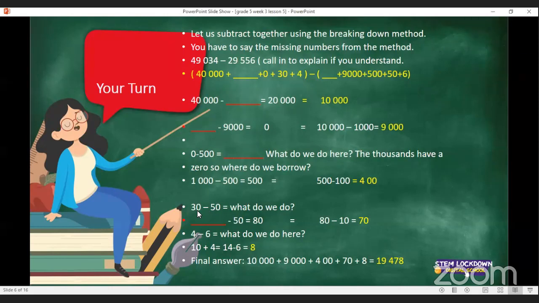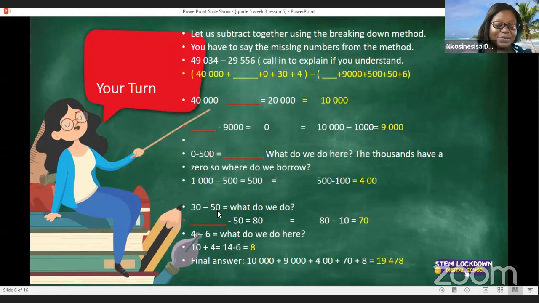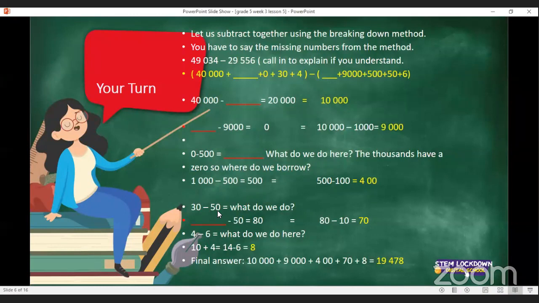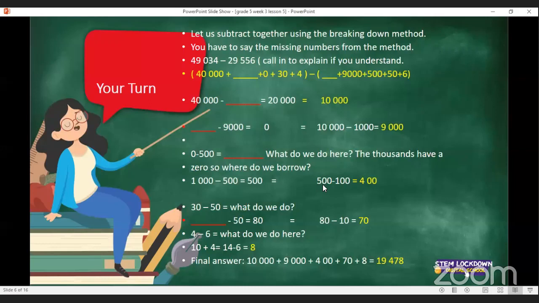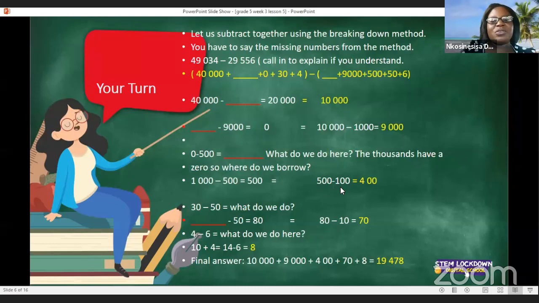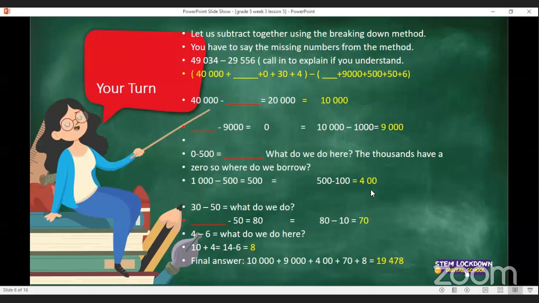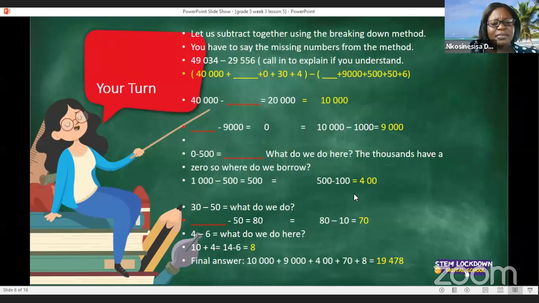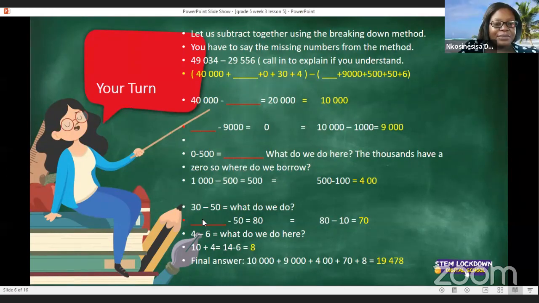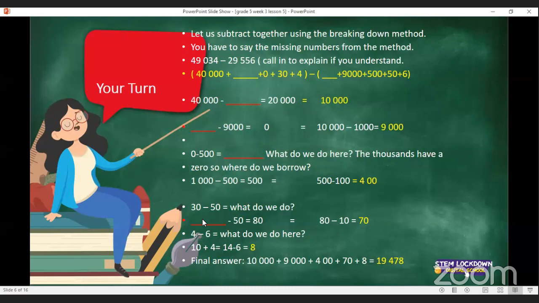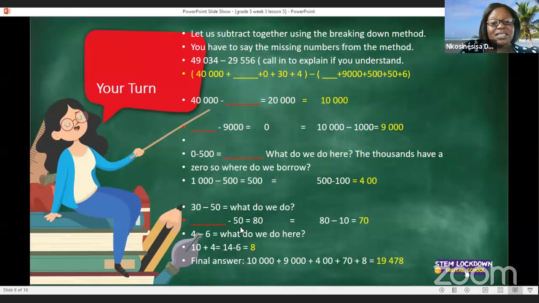Tens. Yes, and then 30 minus 50 gives us what? 20. Serious? Oh, no. We have to borrow from the hundreds. Well done. Yes, we have to borrow from the hundreds. And how many hundreds did we have? We had originally 500. And then if we borrow, how many hundreds are we going to be left with? 400. 400. And the 100 that we borrowed, where do we put them? We're going to put it in front of 30. And what number should be here? 130. Well done. 130 minus 50 gives us?